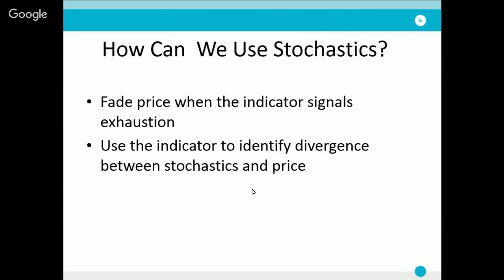Now, in terms of how we can use the indicator, as with most momentum indicators, the methods that we can use fall into two broad categories. First of all, we can use the indicator to look to fade price action as the indicator signals momentum exhaustion. And then the second is using the indicator to highlight divergence, again looking for potential reversals. So let's look at some examples and discuss these methods.